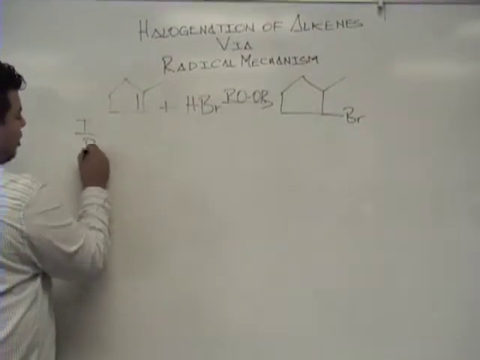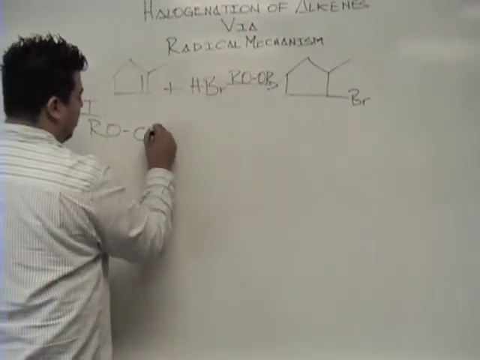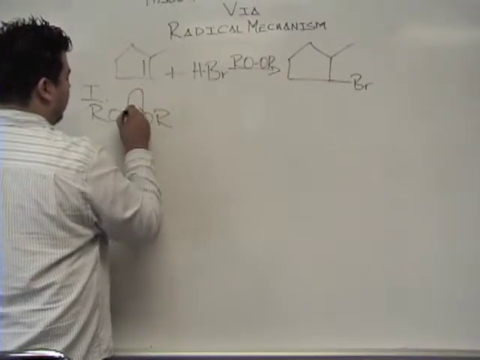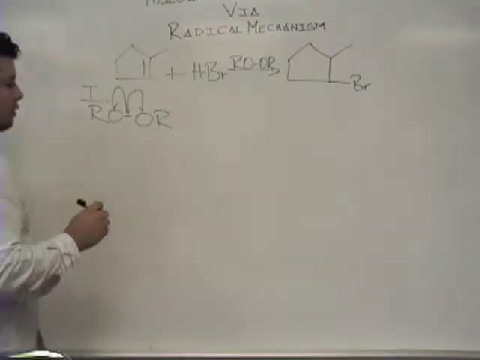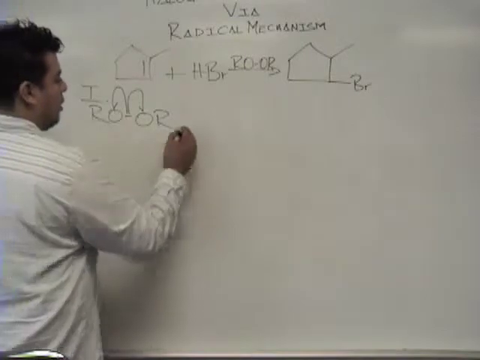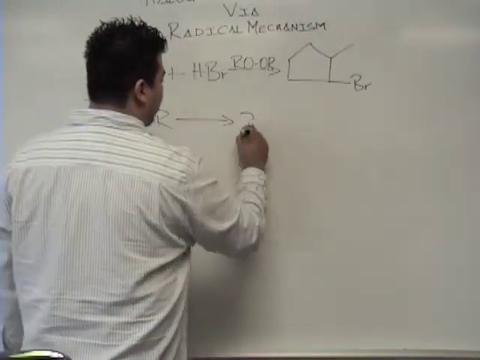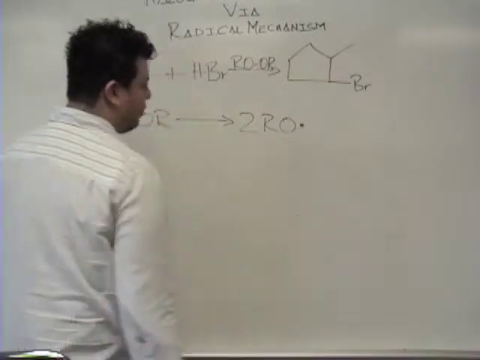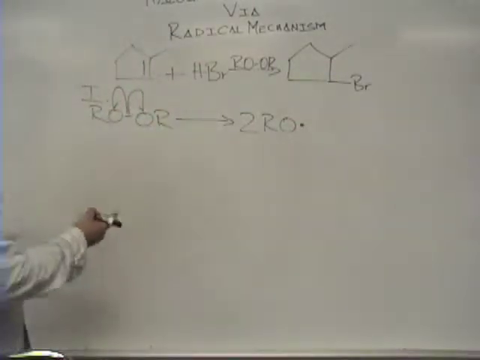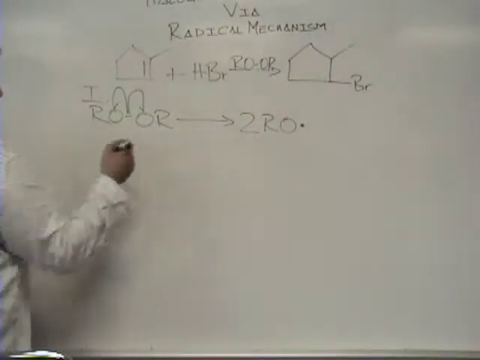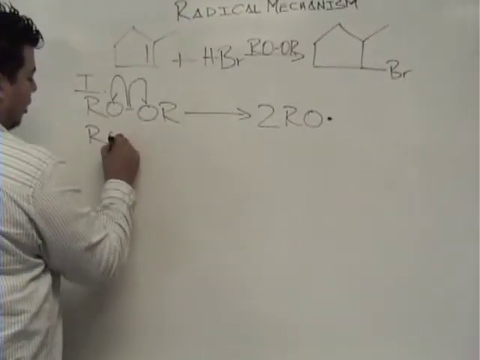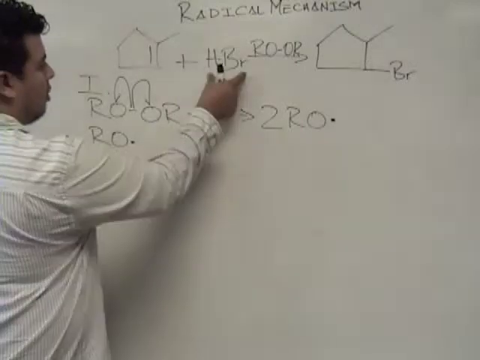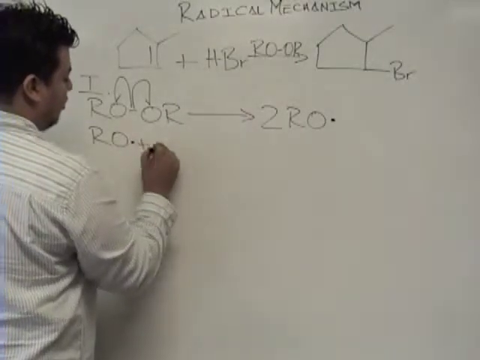We have R, O, O, R, and then we know that this will cleave, one electron to this side, the other electron to the other side, and then we will get two RO radicals. First step. Then second step, we grab one of those RO radical molecules, and we add the HBr.